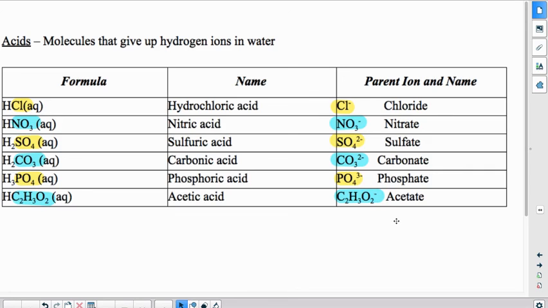Take a moment and add this table to your Chem Study resource sheet. You can put it with your polyatomic ions and your Roman numerals and prefixes. These acids and their names will be provided for you on a test.